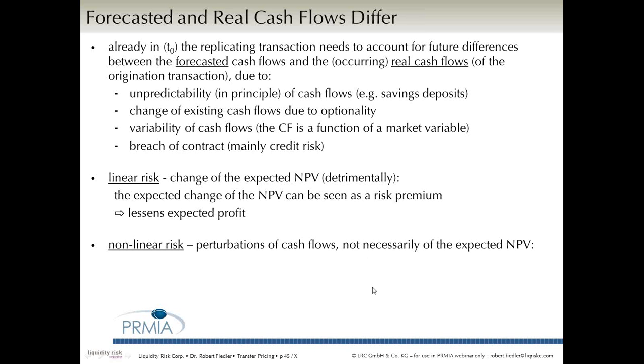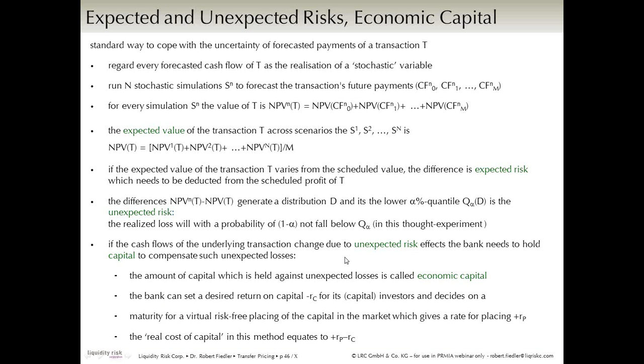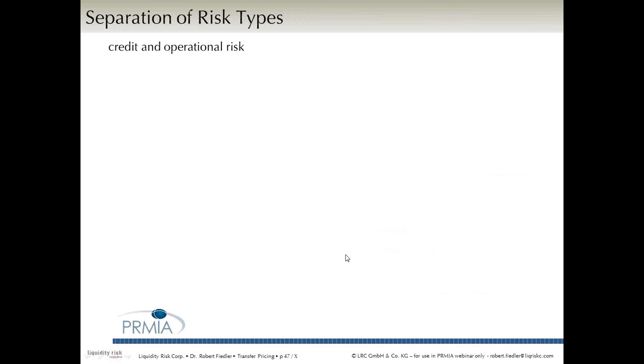If we have nonlinear risks, we might have perturbations of the cash flows, but not necessarily of the expected NPVs. So there we need a buffer, which is capital for the value risk and the counterbalancing capacity for the illiquidity risk. And in both cases, the cost of capital needs to be calculated, or the cost of the CBC needs to be determined and put on top of that. As just a summary, well-known facts, expected and unexpected risks.